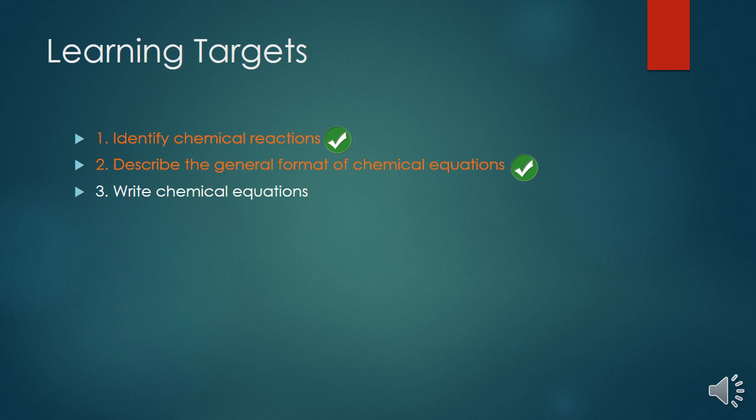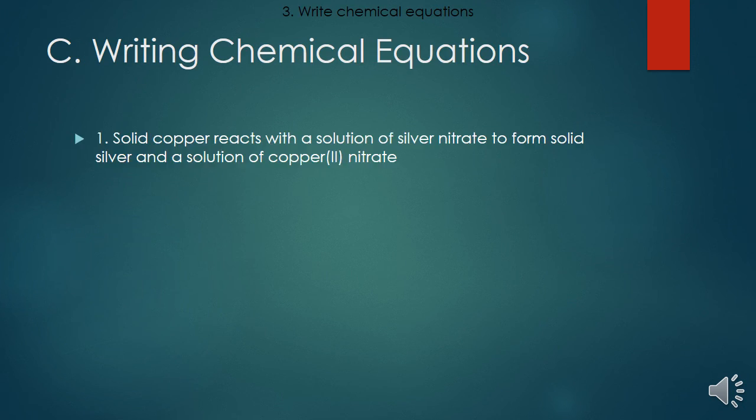So we've looked at some basic chemical equations, seen the general format. What we should be able to do now is simply write equations given a sentence that describes them. So here's an example. We're told solid copper reacts with a solution of silver nitrate to form solid silver and a solution of copper 2 nitrate. We want to be able to write the chemical equation for this reaction. So just reading the sentence here, solid copper reacts with a solution of silver nitrate. Those are my two reactants, copper and silver nitrate. So those will go on the left side of the equation.